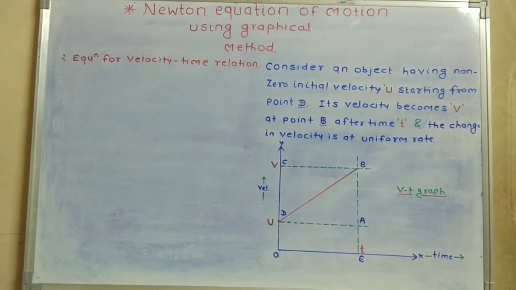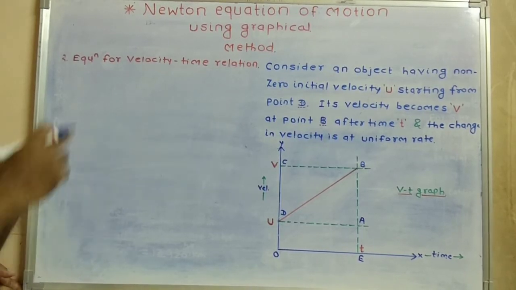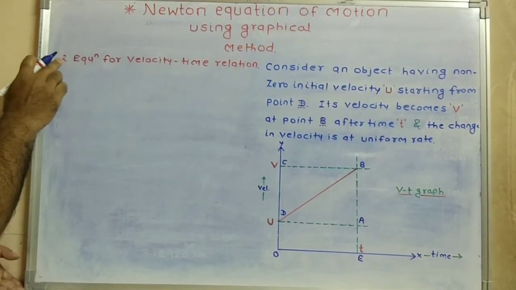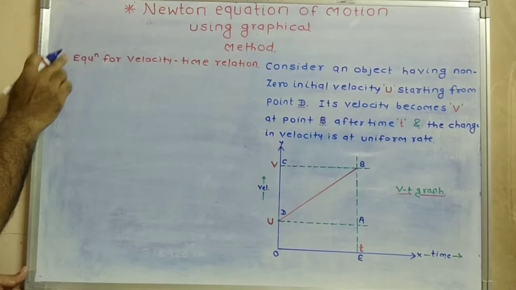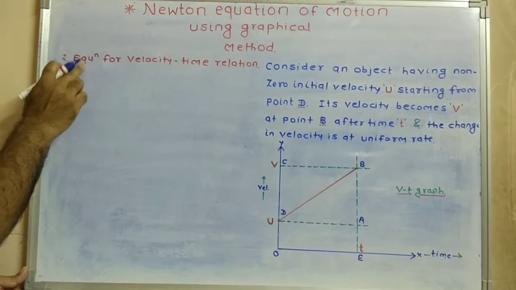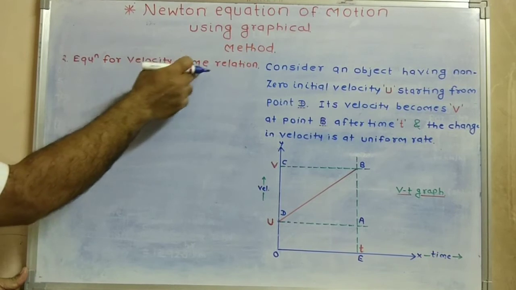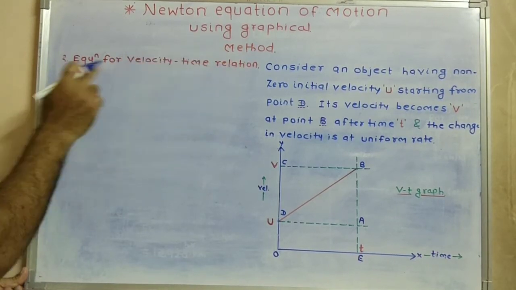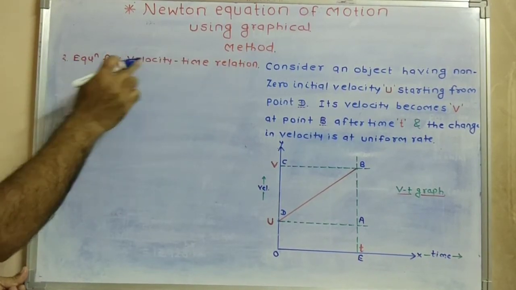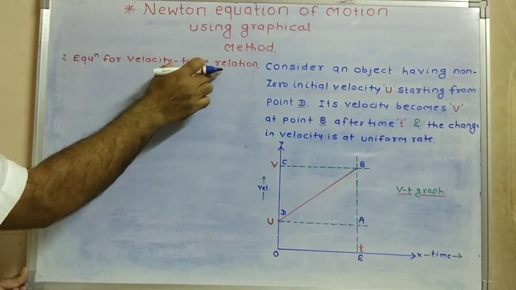Now we have to derive these three Newton's equations of motion using the graphical method. How can we derive them? Now we will look at the blackboard. That is the first equation. Which is the first equation? The first equation describes the velocity-time relation. Therefore, now we will find the equation for the velocity-time relation.